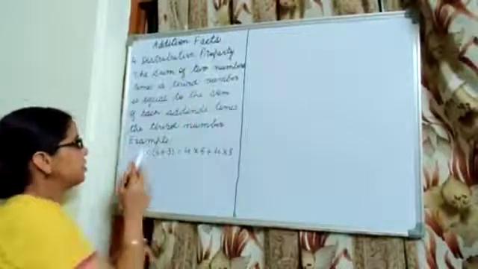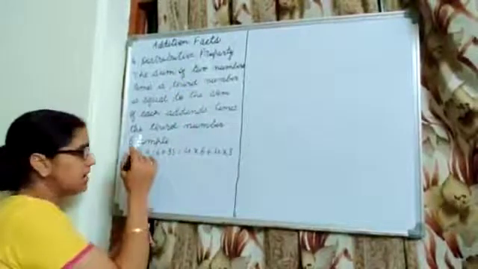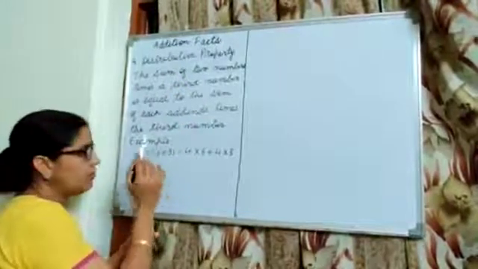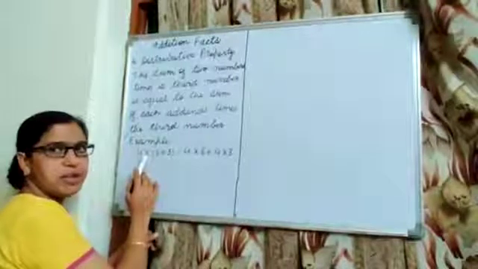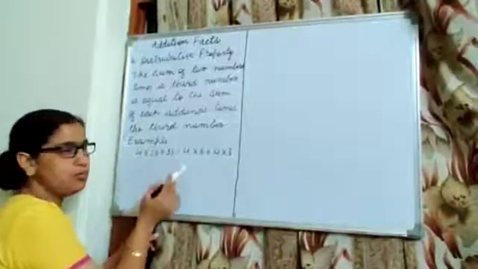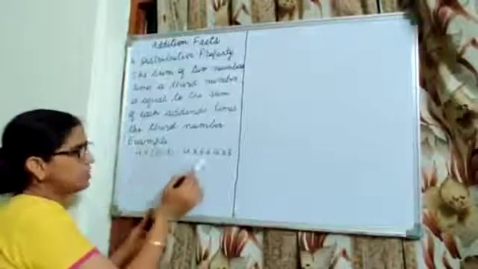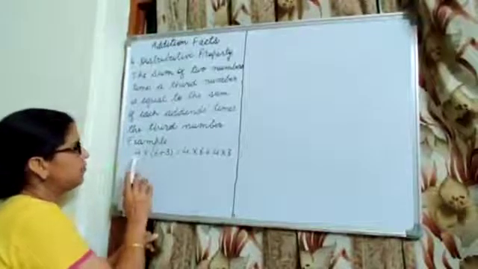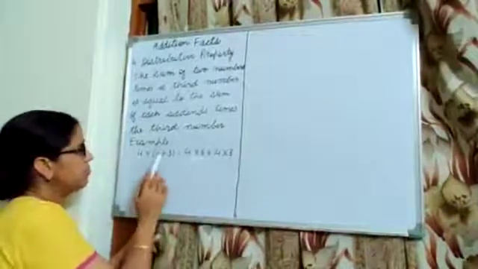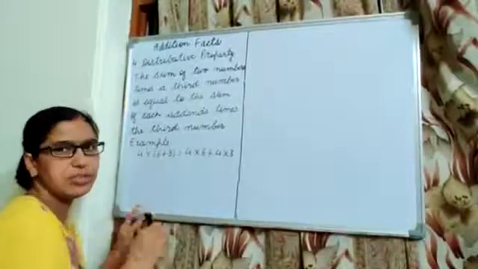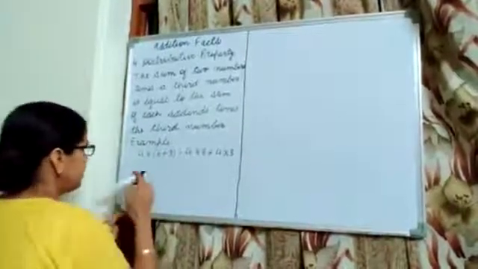What does it mean? You can see this is the multiply sign and this is the plus sign. Now what is done here? This multiplication sign is distributive over this plus sign. First, 4 multiplied by 6 plus 4 multiplied by 3. You can see the answer will be the same.